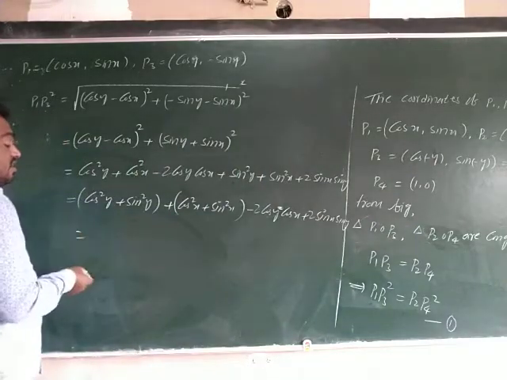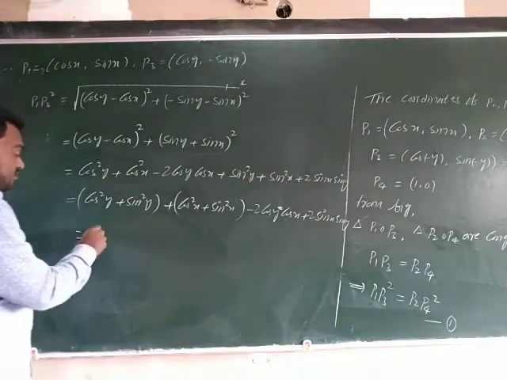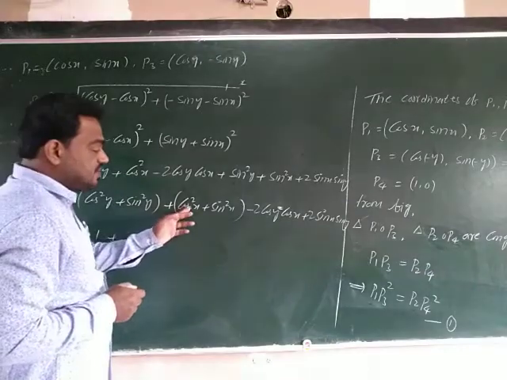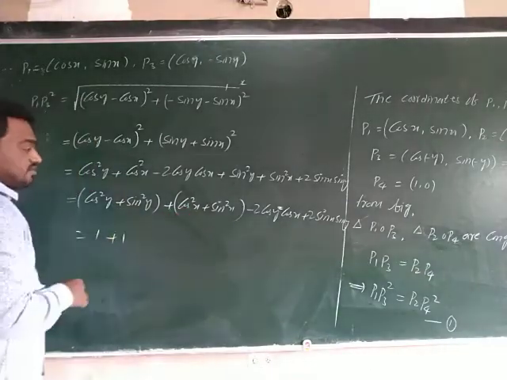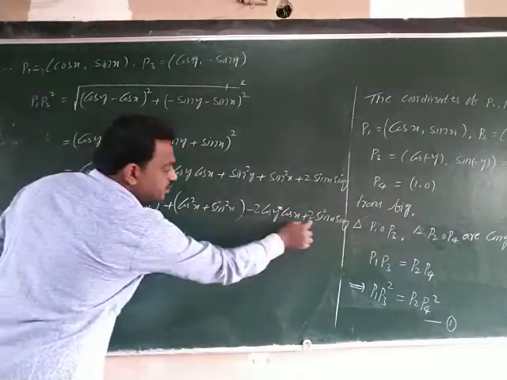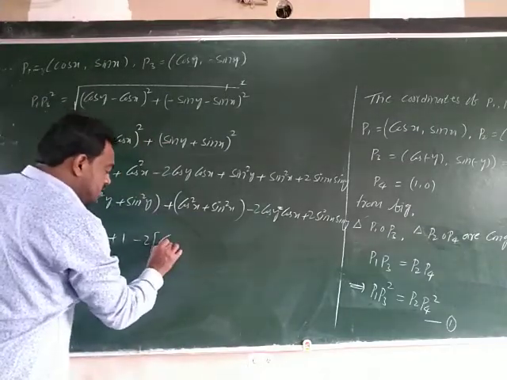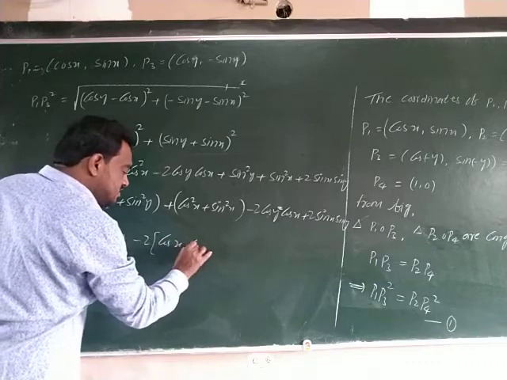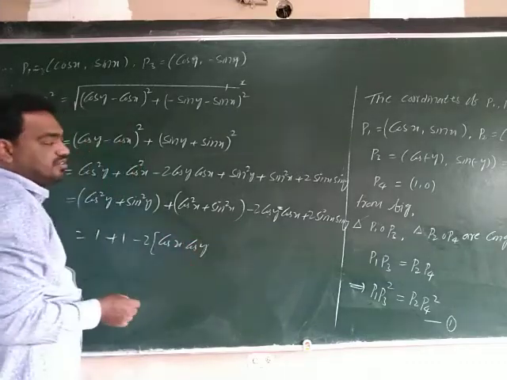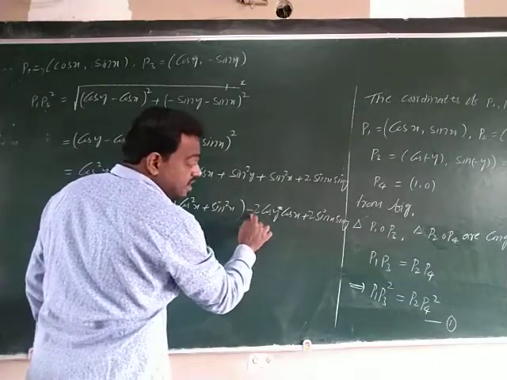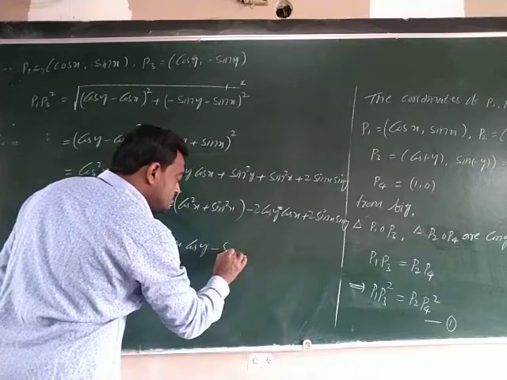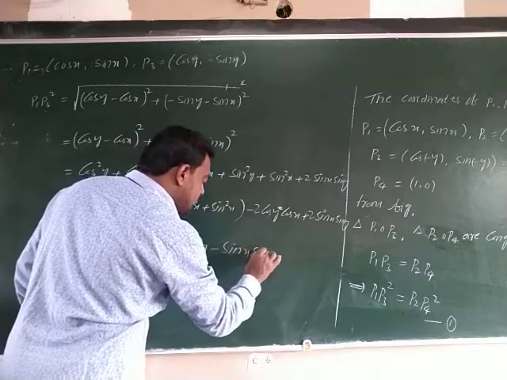Now you see cos square y plus sin square y is equal to 1, plus cos square x plus sin square x is equal to 1. In these two terms, I am taking common minus 2. So what are we getting? Cos y cos x or cos x cos y, a into b or b into a, both are the same. Here I am taking minus common, so here I am getting minus sin x sin y.